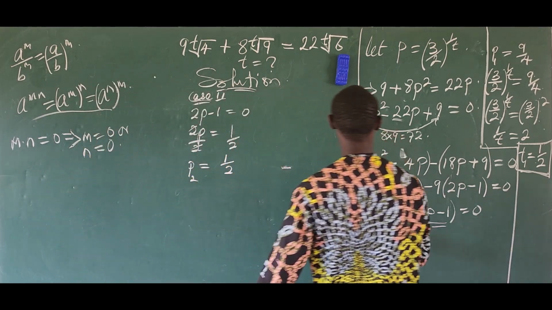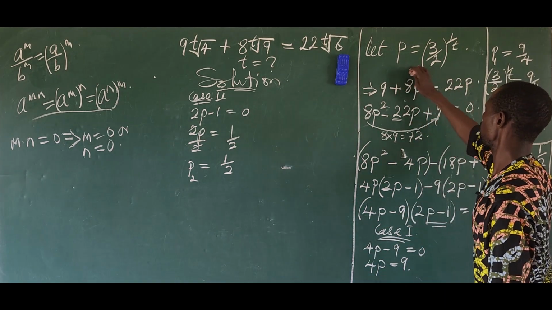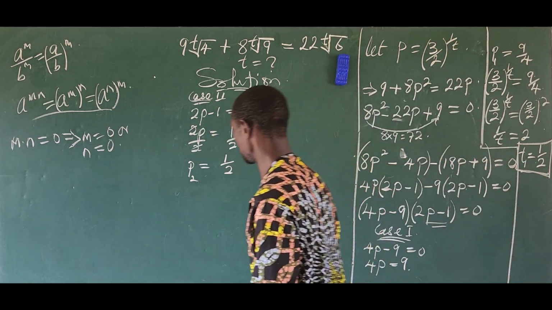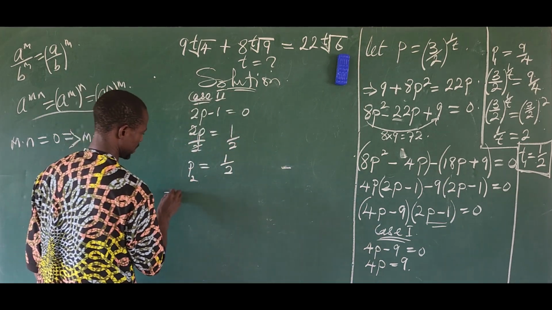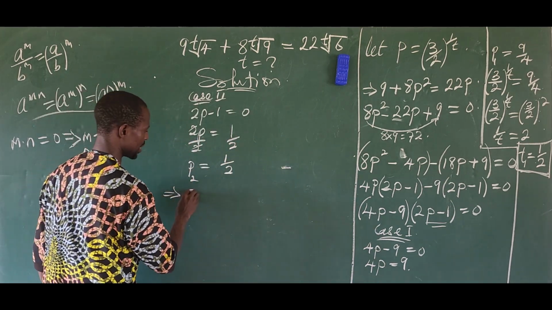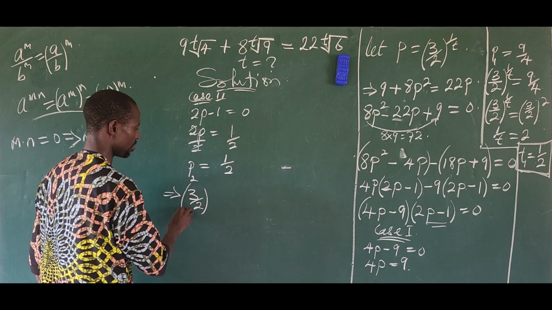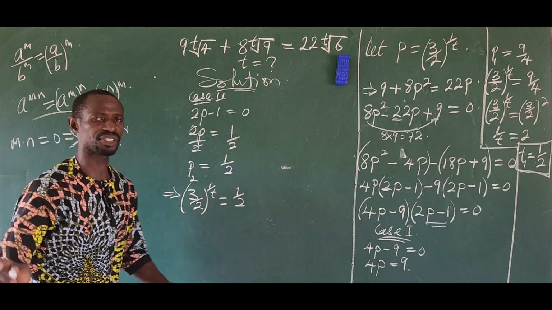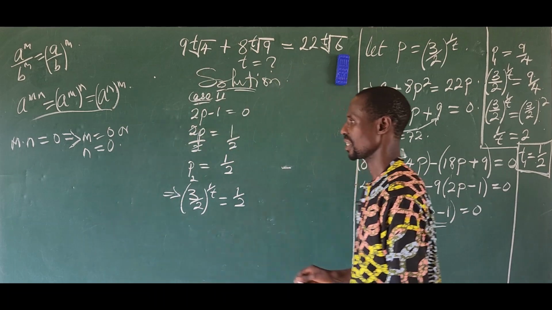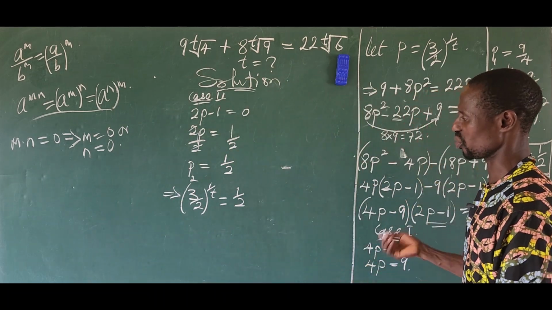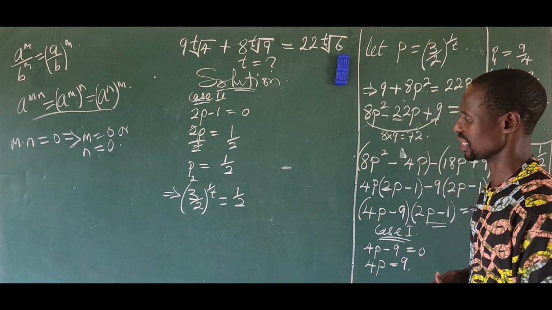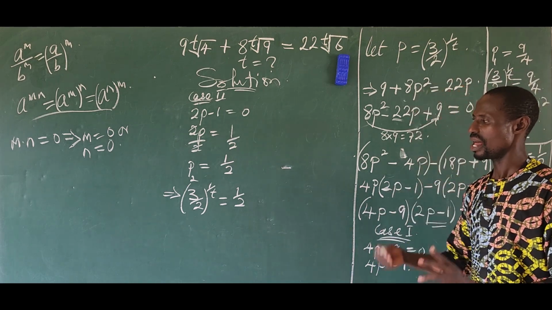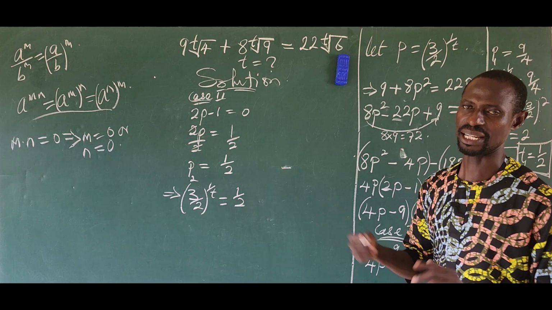We'll recall our expression again, where we say let p is equal to (3/2) raised to 1 over t. From here, this implies that (3/2) raised to the power of 1 over t is equal to 1 over 2. If you check here now, the bases are different. Since the bases are different, what do we do? The only way to solve this now is to log both sides of the equation. So I want to take log to base 10 of both sides.